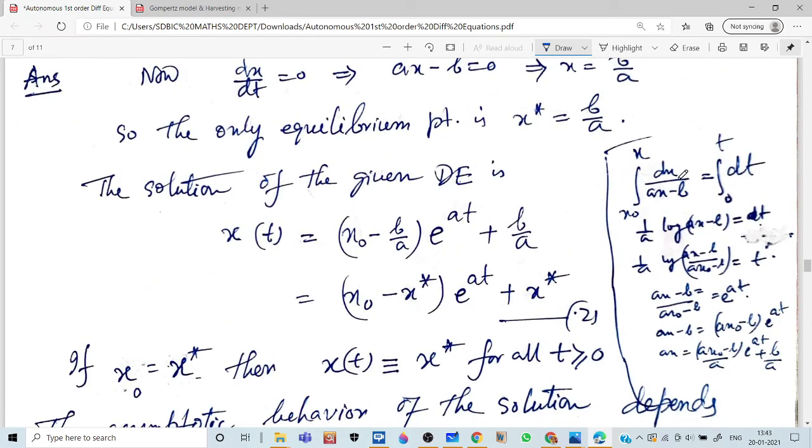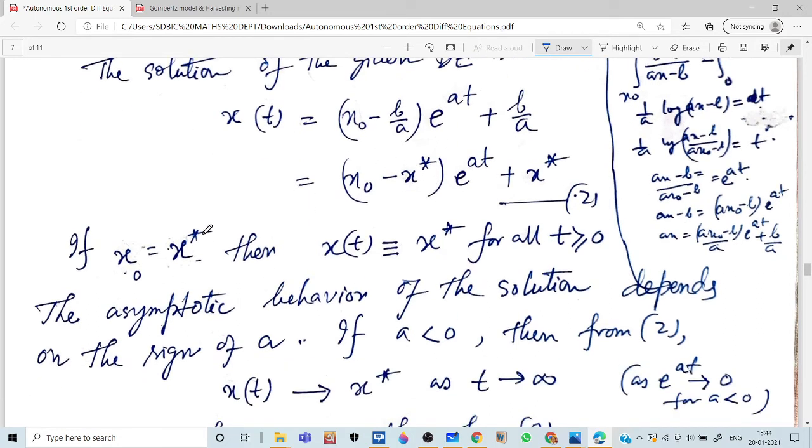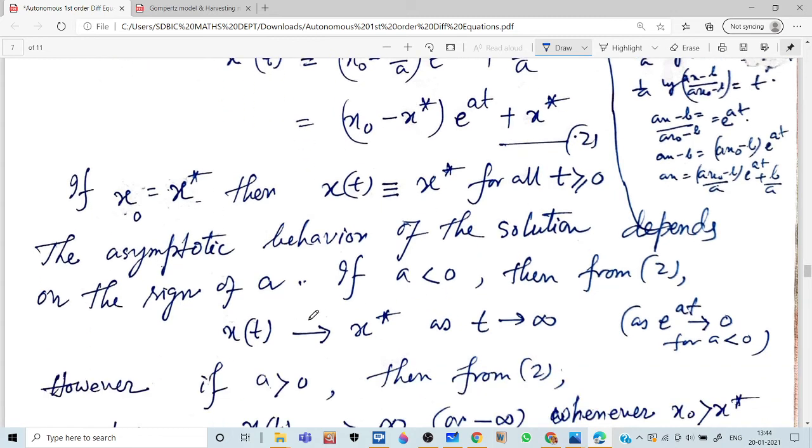So here are the details of the steps done here, and this x(t) is the solution of this, and b/a is the critical point x star. If the initial starting point x0 is equal to x star, then x(t) is equal to x star. If you put x0 equal to x star, this term is equal to 0, so x is equal to x star. So obviously x star is also a solution of this equation.